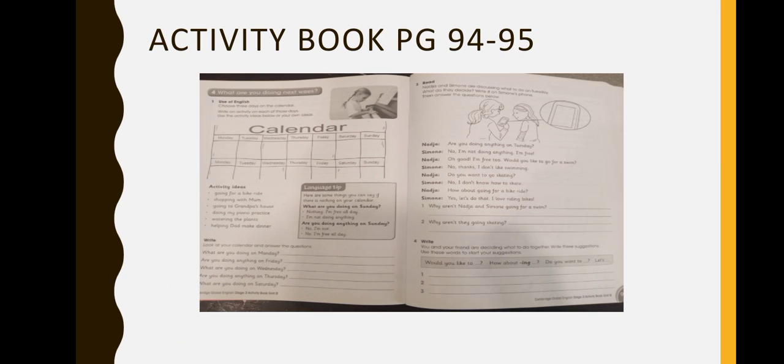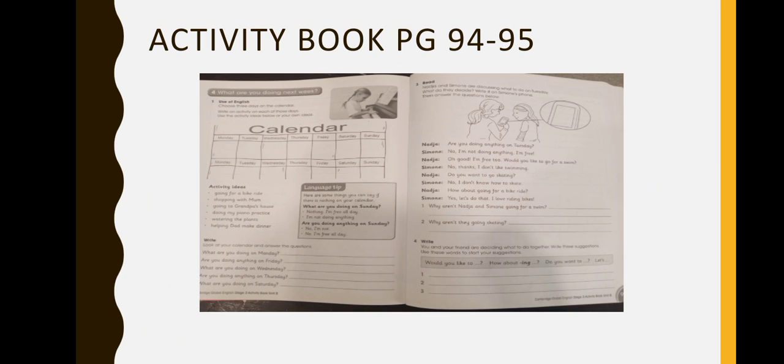Okay, then you will attempt exercise number 2. Look at your calendar and answer the questions. Now, after completing the calendar, you have to answer the following questions. What are you doing on Monday? Whatever you have planned on Monday, you have to describe, you have to answer it, but keep in your mind that you people are going to use present continuous tense. Are you doing anything on Friday? What are you doing on Wednesday? Are you doing anything on Thursday? What are you doing on Saturday?